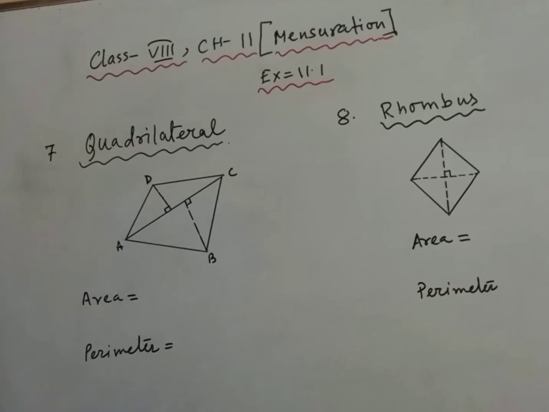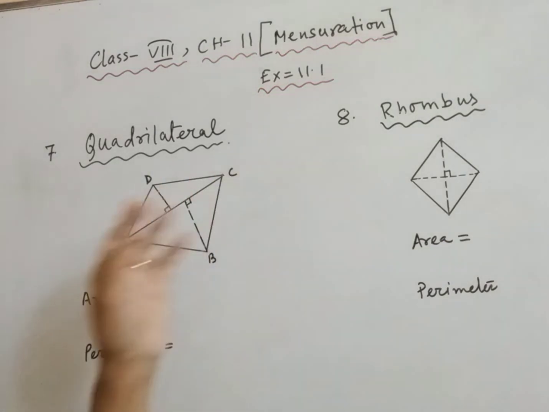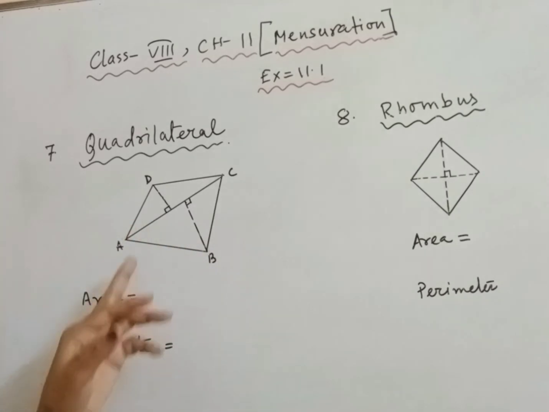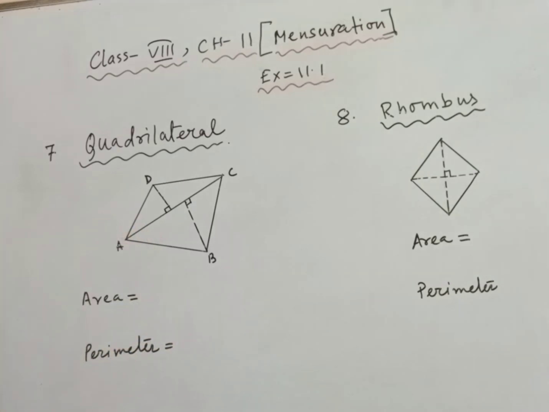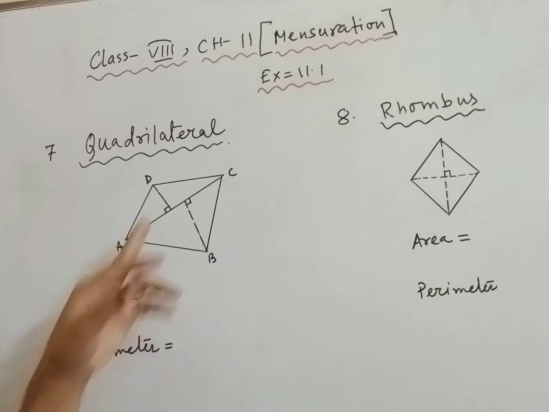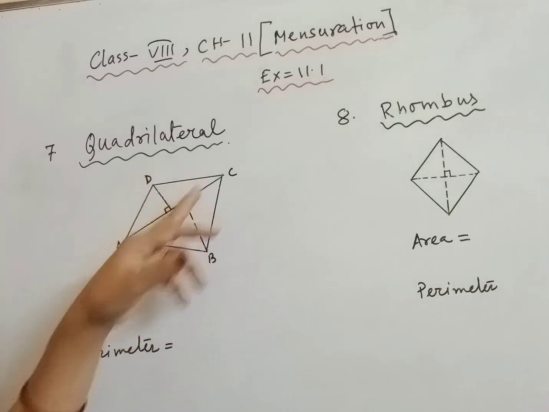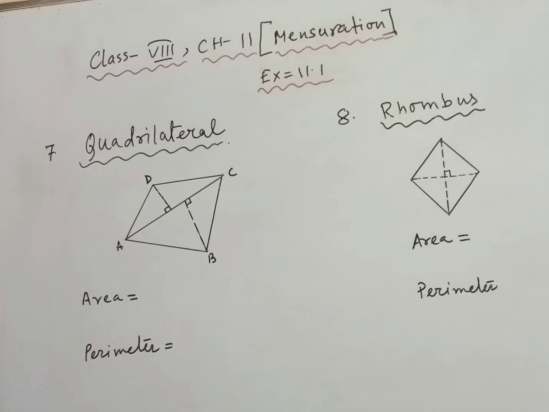Good morning, children. Today we will discuss quadrilateral and rhombus, two-dimensional shapes. Which two are left that we have not discussed in the previous video? Two-dimensional shape, quadrilateral. You know that in a quadrilateral you have four sides, a four-sided figure, which has four sides and four corners, four vertices.